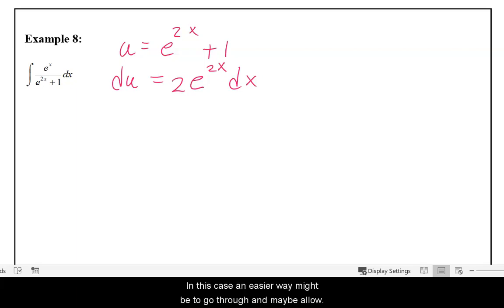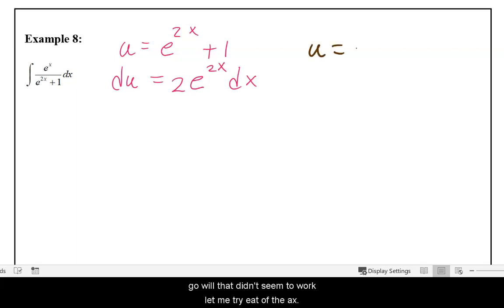In this case, an easier way might be to go through and maybe allow e to the x instead to be our u. Again, it can be done either way, but for most students, when they reach this point, they're kind of stumped. Yes, there's a tricky algebra technique that you can use to get there, but for most students, the easier path is to back up and go, well, that didn't seem to work.